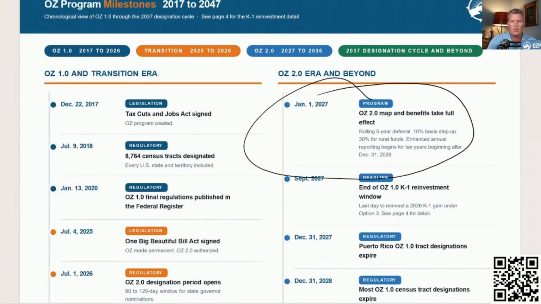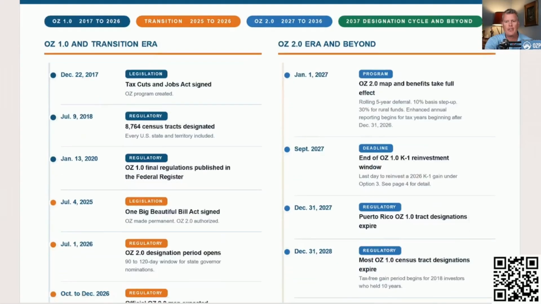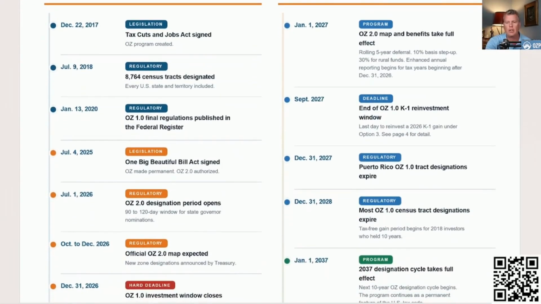January 1st, 2027, boom, baby. That's when 2.0 kicks in. That's when you put your money in and you get 5-year deferral. You get a 10% reduction, 30% if you're in a rural zone. September 27 is the end of the OZ 1.0 reinvestment window. So you could actually have a gain this year and roll it into a deal by next year.